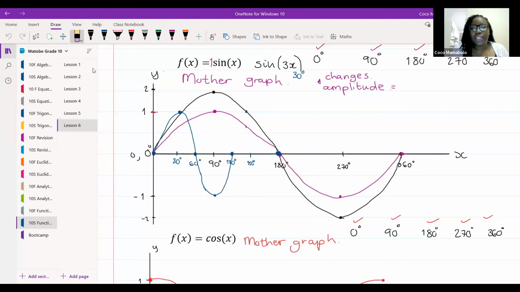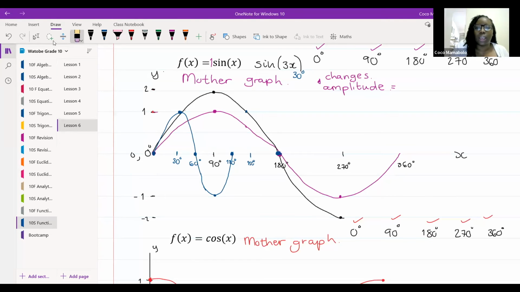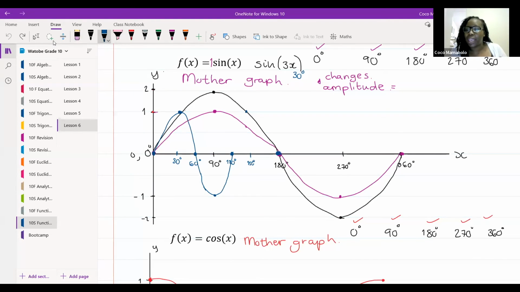Now, I'm going to ask you guys, if we had to keep going, how many graphs are we going to be able to fit in 360? 3. Good. Isn't it funny that there's a 3 in front of this x over here? And this tells us how many graphs fit into 360 degrees, right?